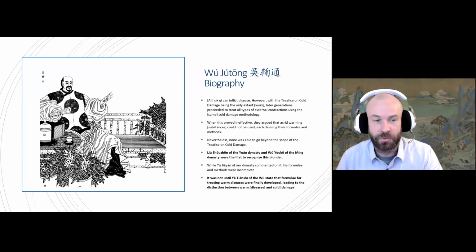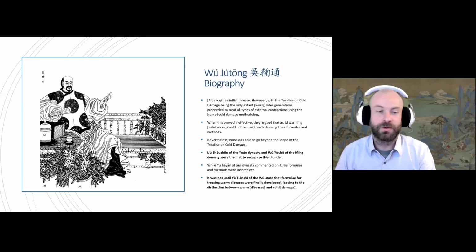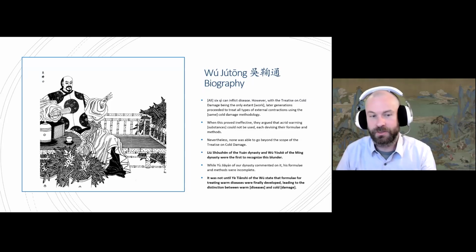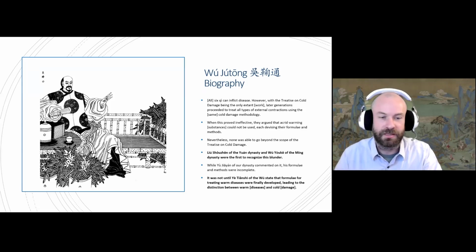It was Lu Shoujian or Lu Hejian or Lu Wansu, the guy of the cold damage school, and Wu Youke who were the first to recognize that. So we can see Wu Jutong basically says that, even though he criticized Wu Youke, he still says that he was one of the first people to start moving Chinese medicine in a different course. But he goes, it was not until Ye Tianshi who truly discovered how to treat warm diseases and was able to create a distinction between the two of them.